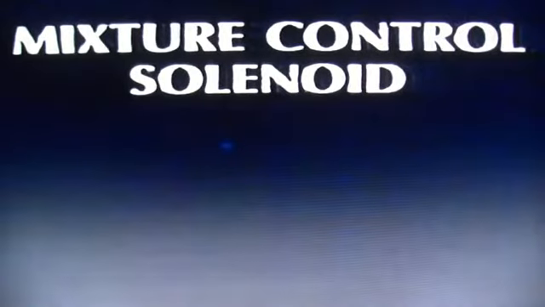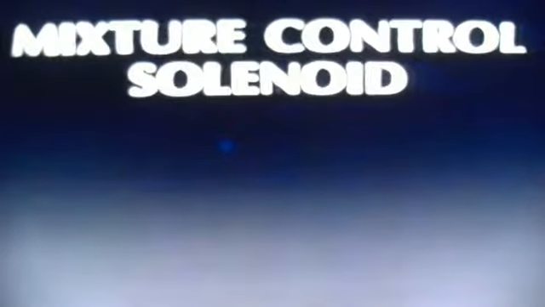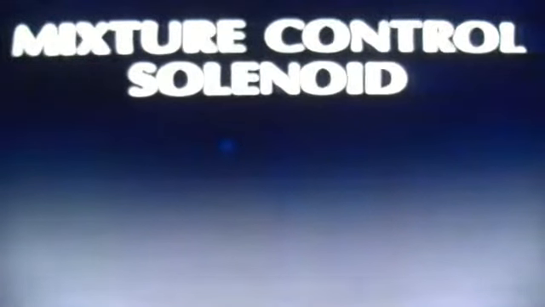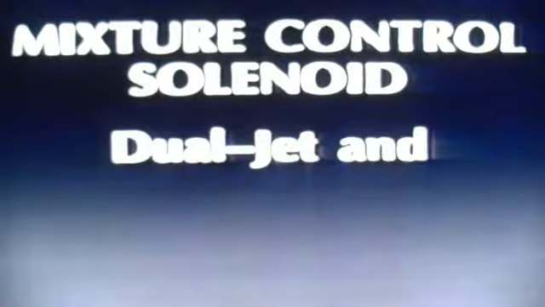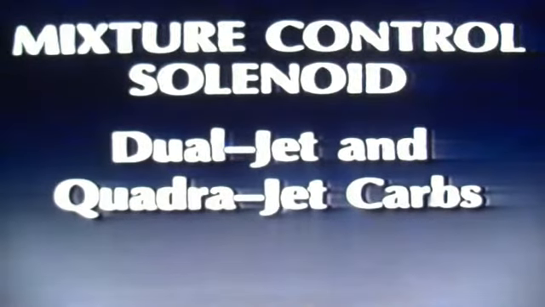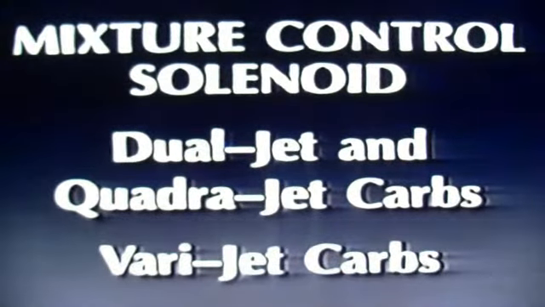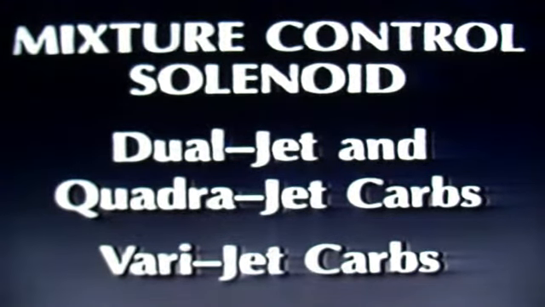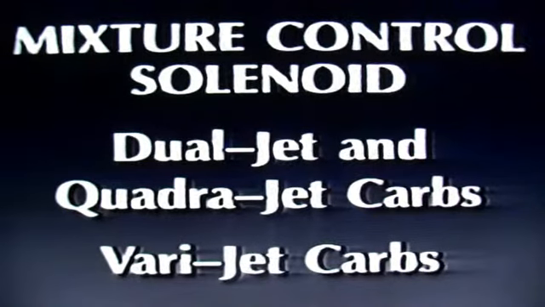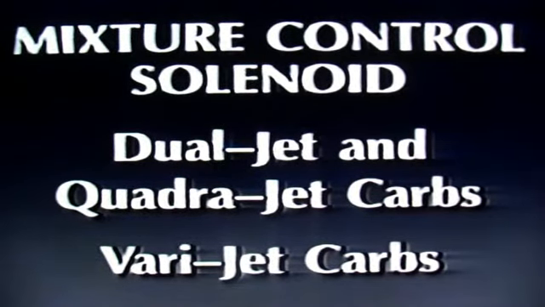The first output control we'll go over is the mixture control solenoid, located inside the carburetor. There are 2 basic types of mixture control solenoids, the type found in the dual jet and quadrajet carbs, and the one located in the varijet carb. Although both work basically the same way, we can only show you the dual jet and quadrajets because the varijet type unit is completely enclosed, making it impossible to properly demonstrate the moving parts.